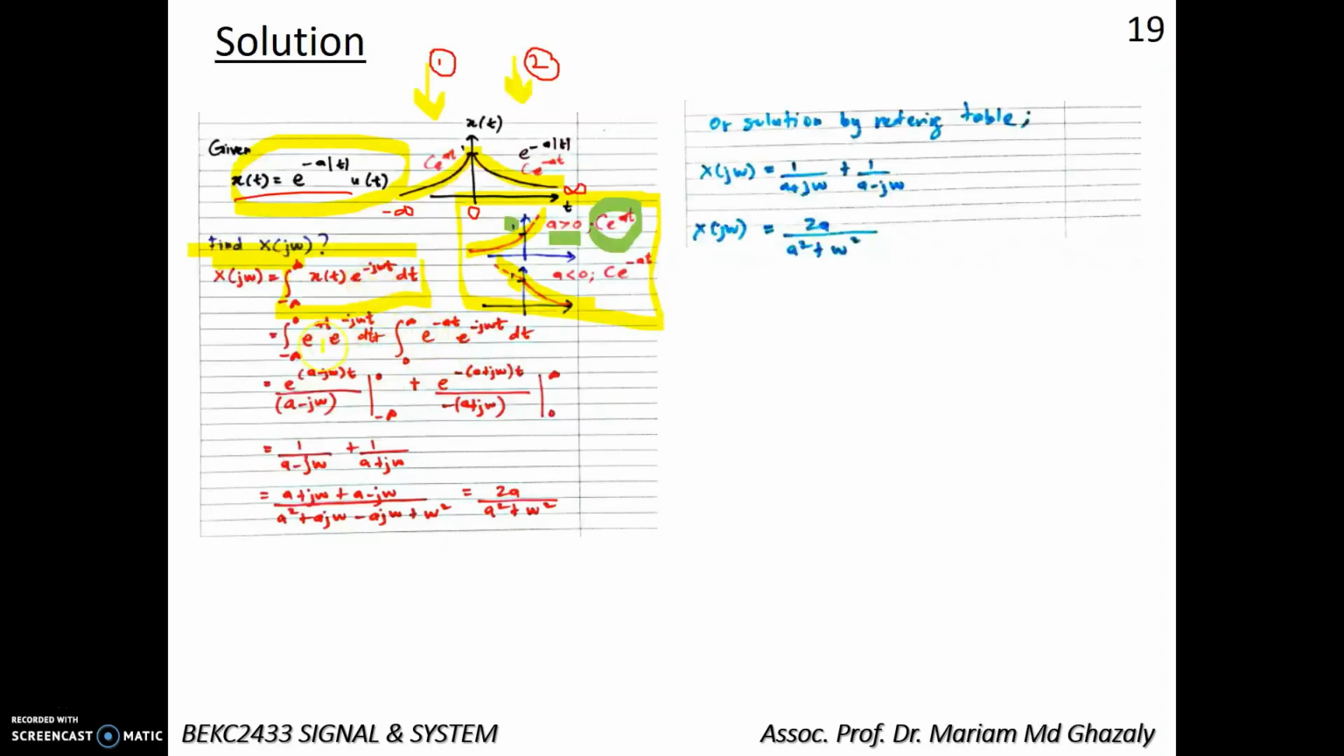So based on this equation, you need to divide it into two integrals. The first one is that you will integrate from minus infinity to 0. Why? Because from this graph you can see that from minus infinity to 0 you have the graph for e to the a t. So that's why x(t) here is e to the a t, and this one is e to the minus j omega t based on the general equation. So dt, plus the integral from 0 until infinity.